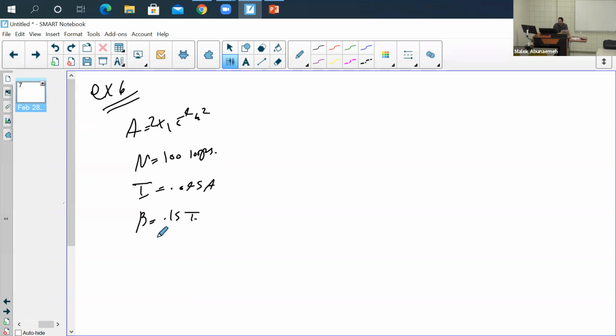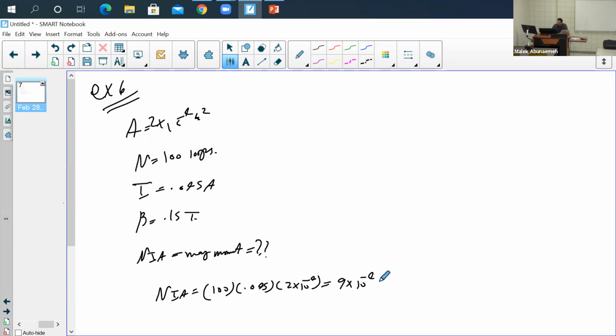The magnetic moment is NIA. That's called the magnetic moment, which we're looking for. So your NIA is going to equal 100 multiplied by your current, which is 0.045, multiplied by 2 times 10 negative 4. So that'd be 9 times 10 negative 4 amp meter squared.